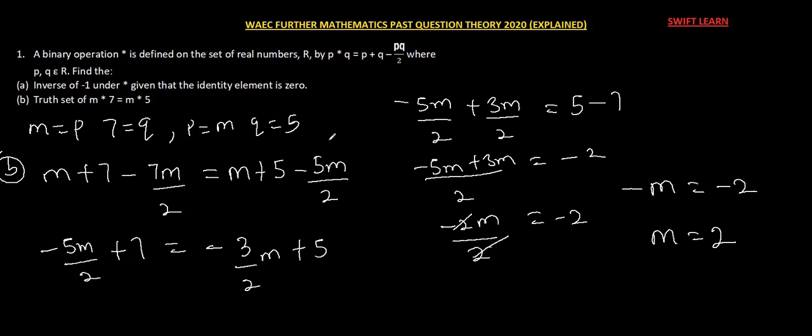So once they tell you to get the truth set of m operation 7 equals m operation 5, they were trying to tell you to get the value for m, and the value of m is what? It is 2. So let's move on to the next question.